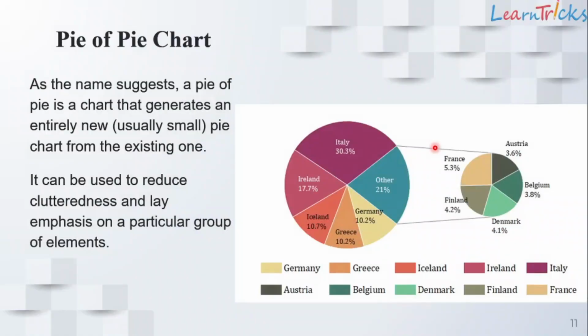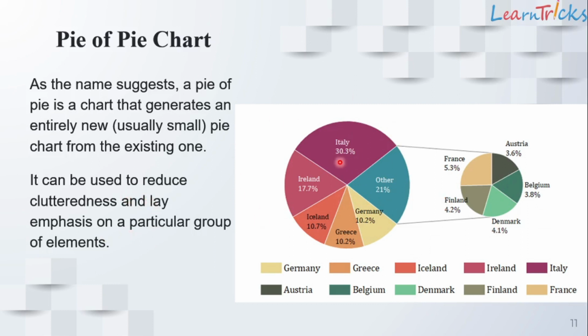Then there is one more type, called the pie of pie chart, meaning we make a sub pie chart from one sector of the main pie chart. As the name suggests, a pie of pie is a chart that generates an entirely new pie chart from the existing one. It can be used to reduce clutter, so that there are not too many crowded values, and to lay emphasis on a particular group of elements, right? Okay, so we will move to the figure or the graph of this.